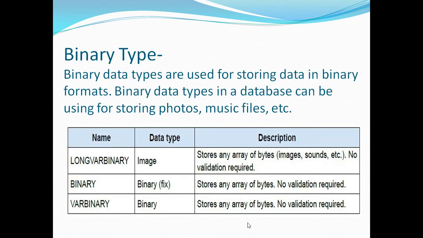Next is the binary type. These types are used for storing data in binary format, like photos, music files, etc. We have basically three binary data types: long var binary, binary, and var binary, out of which binary and var binary are commonly used.